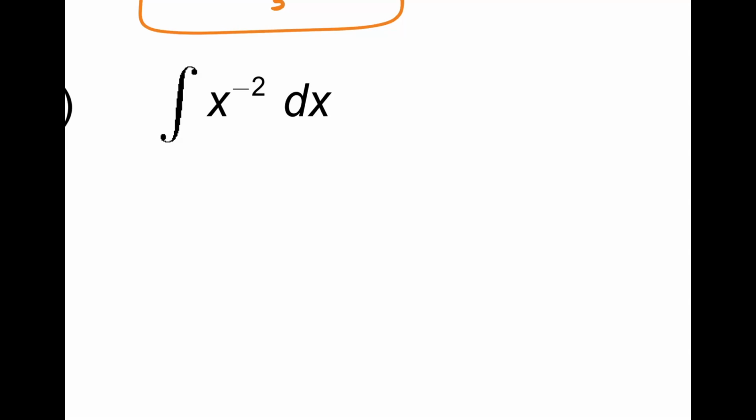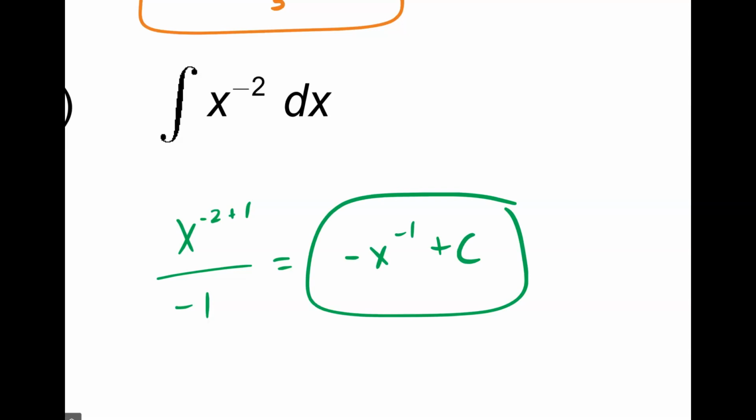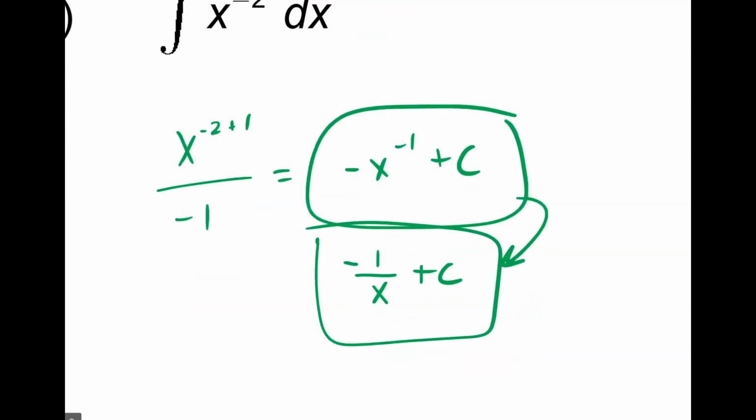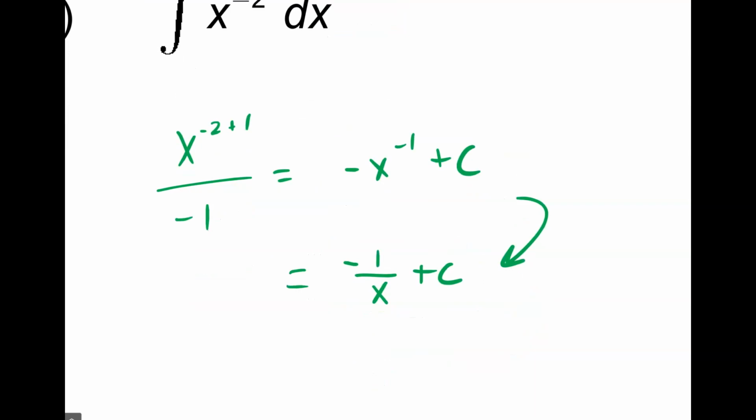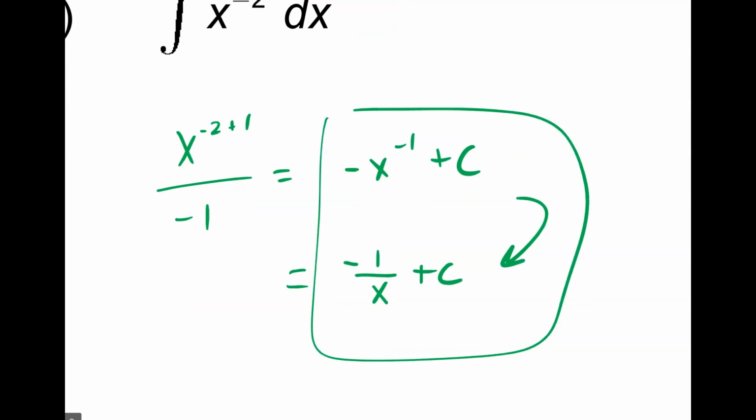Okay, so how do I do it? What's the power rule? So you add 1, and then divide by the new exponent. So I'm going to add 1 and then divide by negative 1. So this is just going to be negative x to the negative 1 plus c. Or, guess what? You could say negative 1 over x plus c. These are the exact same thing. These are both fine.